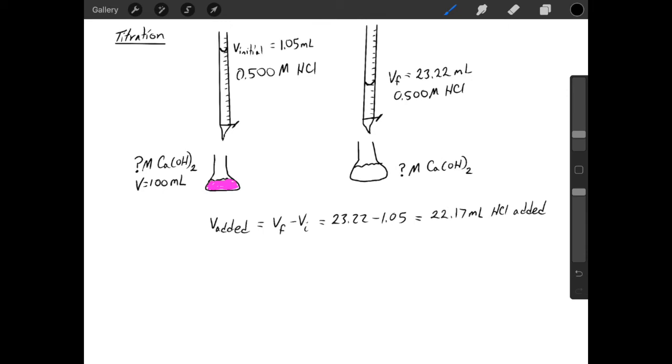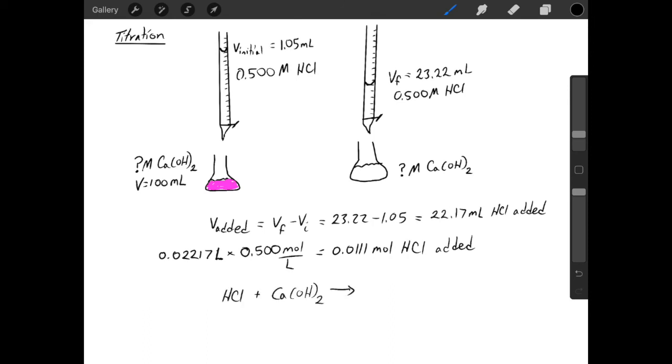And we need to work out the number of moles of HCl that represents. So we need to convert our volume to liters and multiply by the concentration of HCl. And if we use our 22.17 milliliters, convert it to liters, multiply by the concentration of HCl, we end up with a value of 0.0111 moles of HCl were added into the Erlenmeyer flask. So this was the first step in our general titration format. Find the moles that were added. Now we have to do a mole ratio to find out the number of moles of our unknown that were used up. And to do that, we need to have a balanced chemical equation.